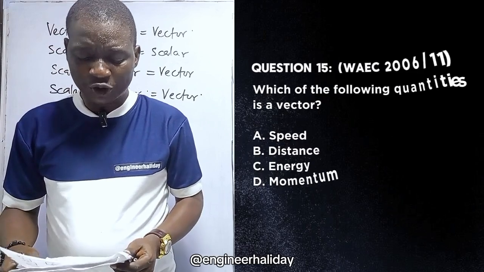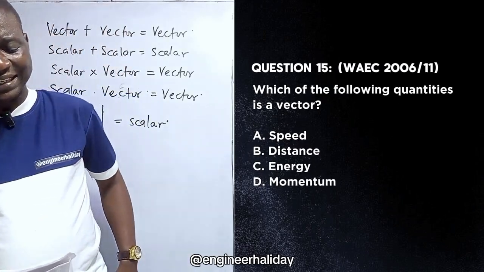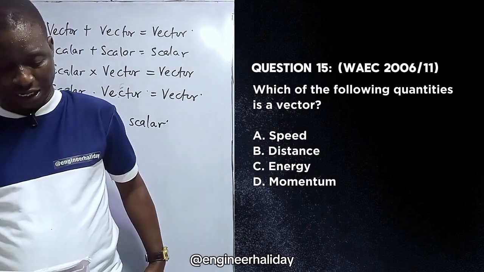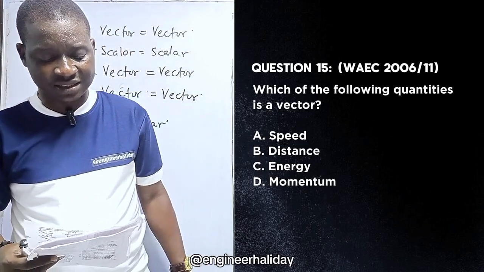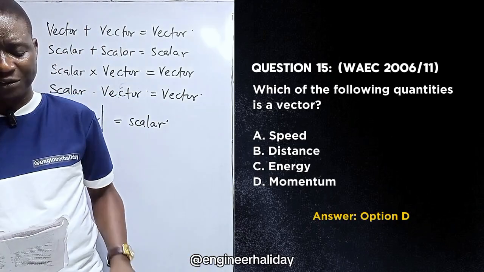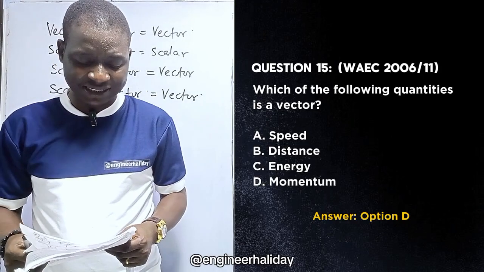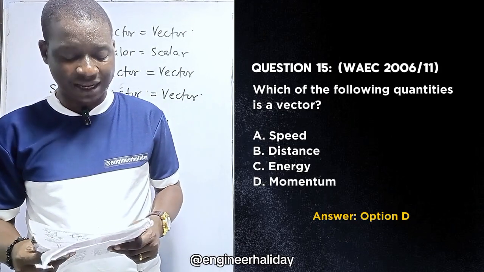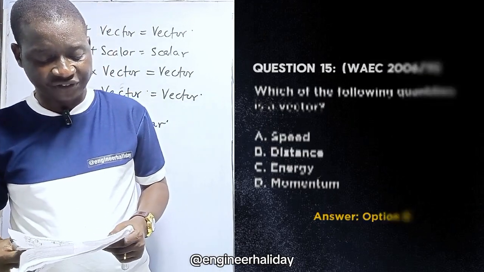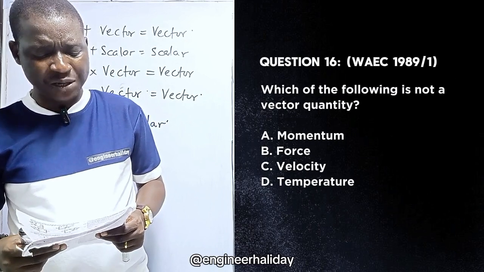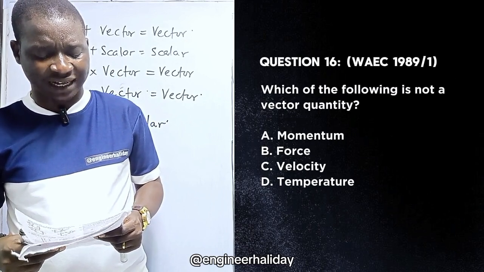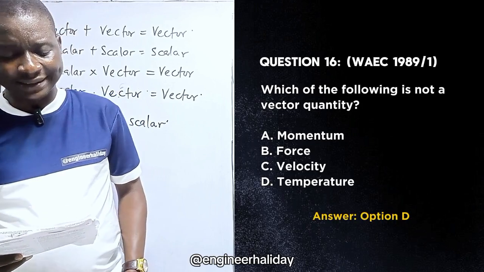Let's go to number 15. Which of these following quantities is a vector? This is a WAEC question now. We've started with WAEC now. A, speed. B, distance. C, energy. And D, momentum. Momentum is the answer. WAEC 2006, number 11. Then number 16 says which of the following is not a vector quantity? A, momentum. B, force. C, velocity. And D, temperature. The answer is temperature.